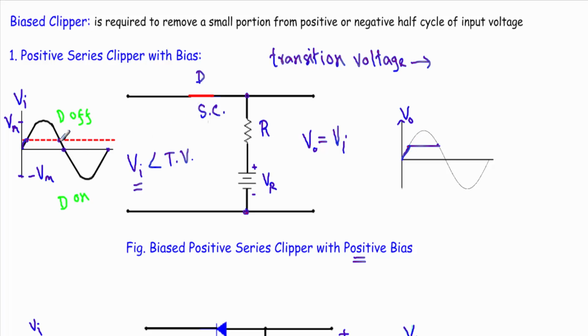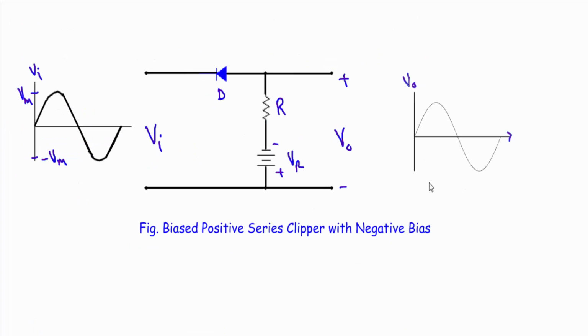From this point to this point, input is changing like this, and from this point to this point, the input voltage is going through negative half cycle. So our output voltage will go through negative half cycle, and this is our output voltage for this biased positive series clipper with positive bias voltage. Now let me show you biased positive series clipper with negative bias.